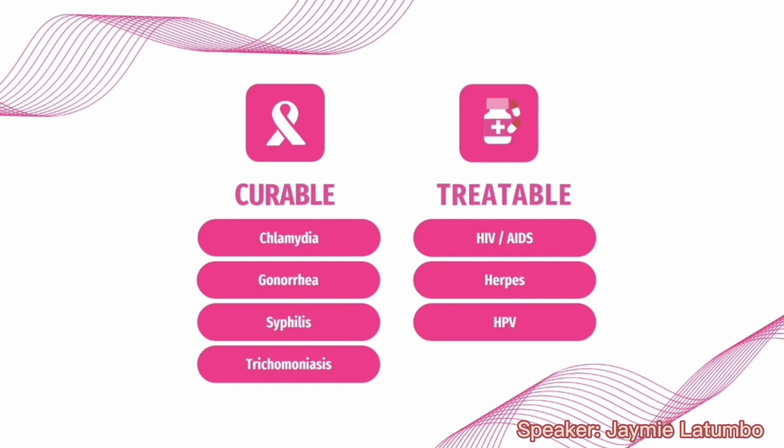Examples of antibiotics given to an infected patient are oral azithromycin and benzathine penicillin G. For the treatable ones, we have HIV and AIDS, herpes, and HPV. The symptoms of infection and disease can be managed with treatment. However, it won't cure it, dahil sabi ko nga kanina, hindi na makikure yung disease dahil permanente na siya doon sa individual. Taking treatment will also lessen the risk of spreading the virus to others.